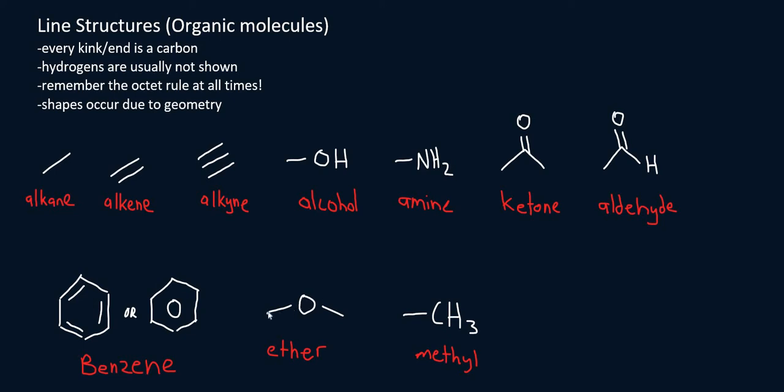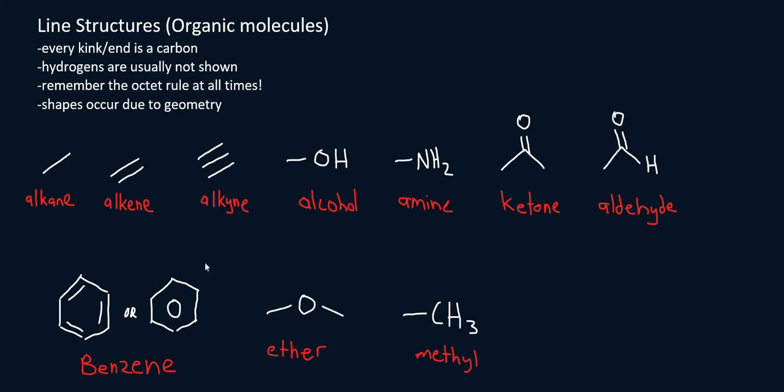When you have an oxygen bonded to 2 different carbons, this is called an ether. And if you have just a carbon with 3 hydrogens bonded to another carbon, this is called a methyl group. And this has different types of names. So if there's 2 carbons, that would be called an ethyl group. If there's 3 carbons, that would be called a propyl group. So it really just depends on how many carbons you have in this addition, but in Gen Chem you'll mostly run into just a methyl group.